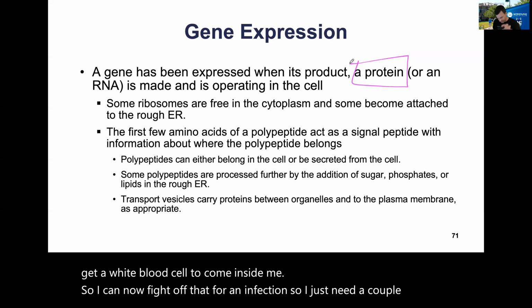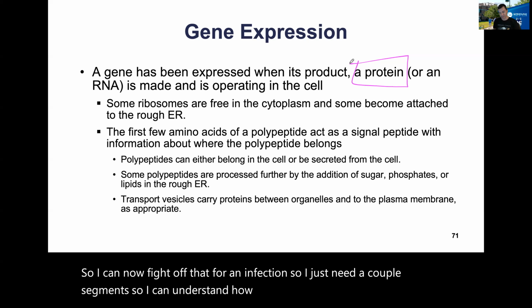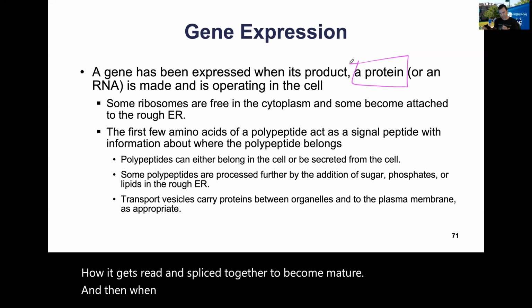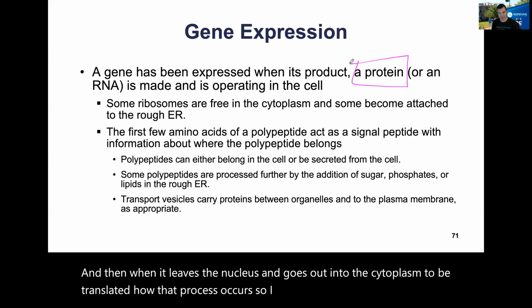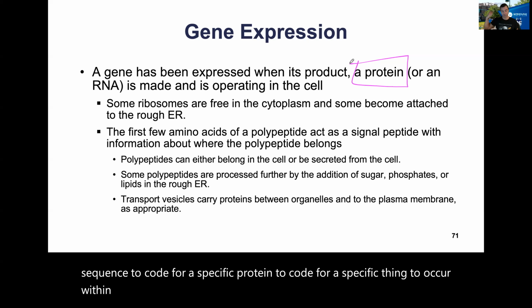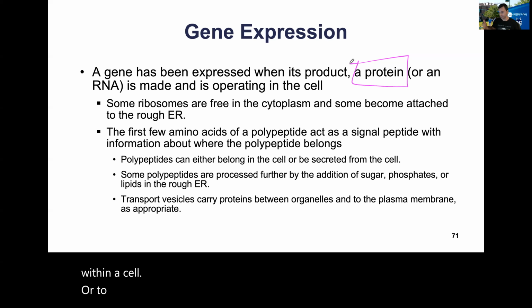So I can understand how that isolates, how it gets read and spliced together to become mature, and then when it leaves the nucleus and goes out into the cytoplasm to be translated, how that process occurs. So I can make a specific amino acid sequence to code for a specific protein, to code for a specific thing to occur within a cell, or to be gotten rid of, to occur in another cell somewhere else, entering into the blood.